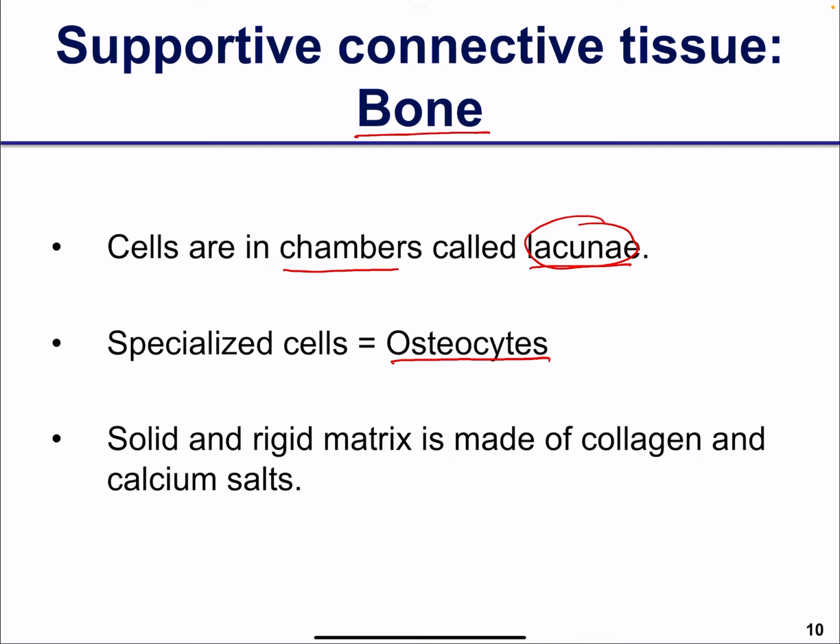What makes the bone solid? It's the presence of a large amount of collagen and salt. And in the bone, the major salt is going to be calcium, but also phosphate, right? Calcium phosphate. That's the major type of salt that is found in the bones and that makes the bone solid. It's not the only salt, but that's the most abundant salt in the bone.